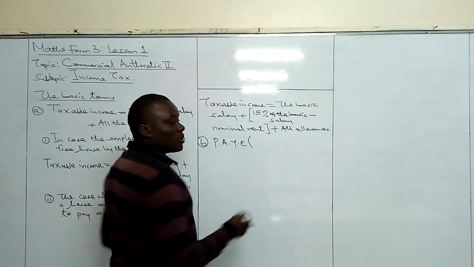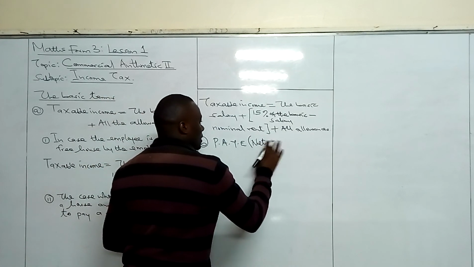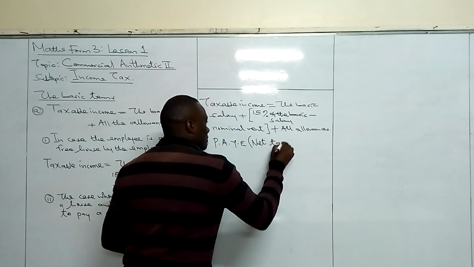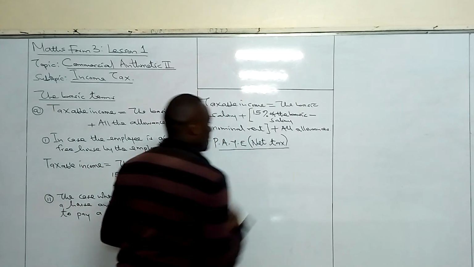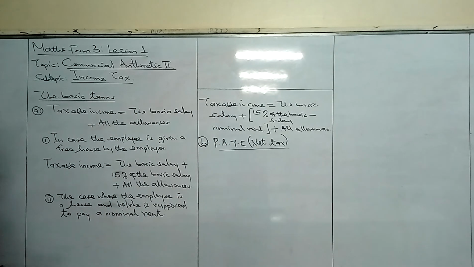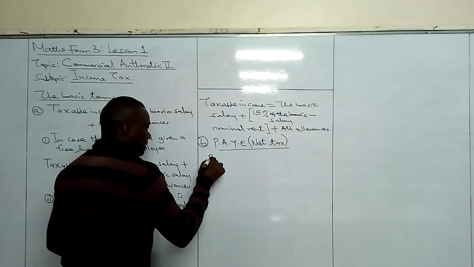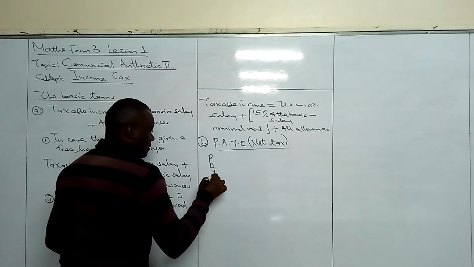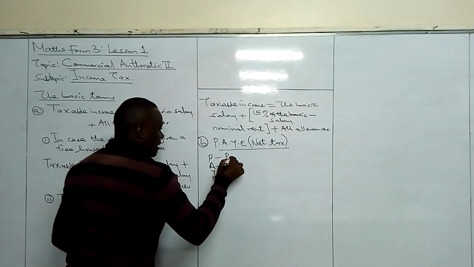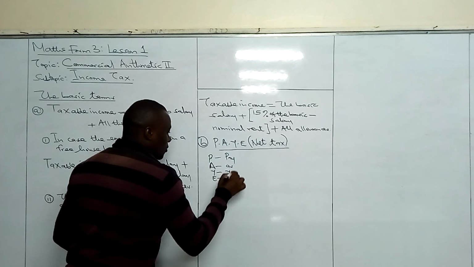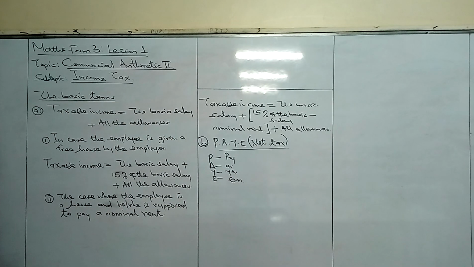Next, I want us to talk of a new term, which is PAYE. In brackets, sometimes we use net tax. So that's what I want us to look at: how to obtain PAYE, which means net tax. PAYE stands for pay as you earn. So that's what it means.